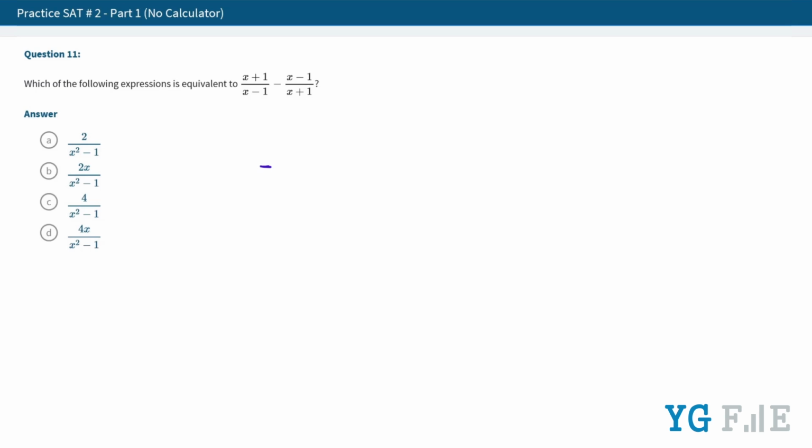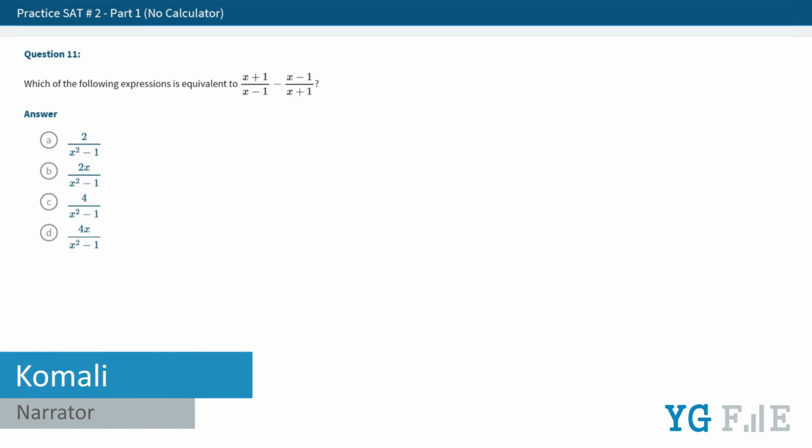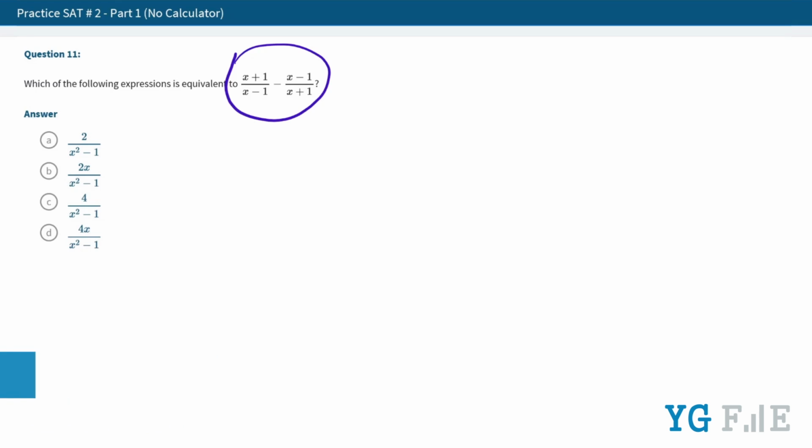Which of the following expressions is equivalent to this difference of these two fractions? So one thing to note is that when we have complex fractions, especially with variables and no numbers, it is easy, or recommended, to use cross multiplication. So let us say you have fractions like a by b and c by d. Try to multiply them using cross multiplication.